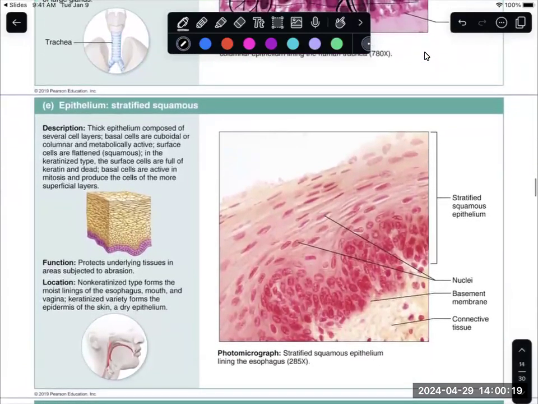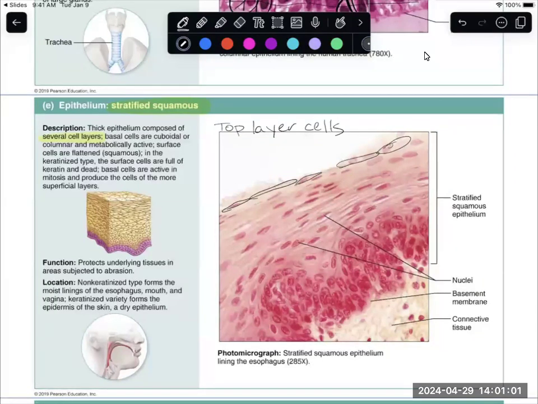Now we have stratified squamous. It is stratified because it is several layers of cells. When we're looking at stratified cells, we always look at the top layer to determine what type of cells it is. So we're looking for that top layer of cells. This top layer here, it's pretty flat. These cells here, the ones that still have a nuclei, for the most part are pretty flat. The bottom may look more cuboidal, but that top is not. That top is flat cells. So we're looking at the top layer to be able to name it.